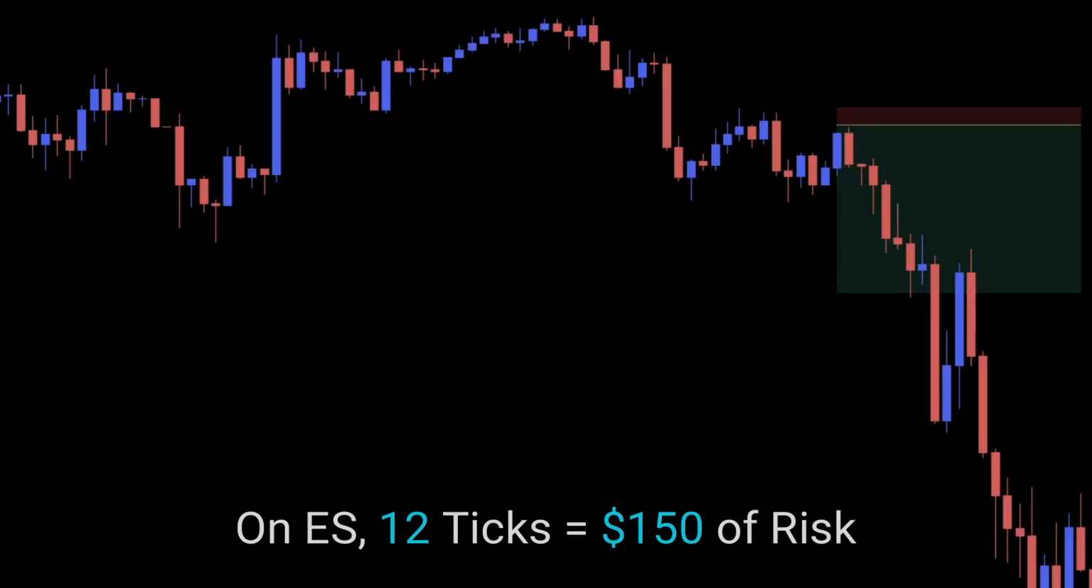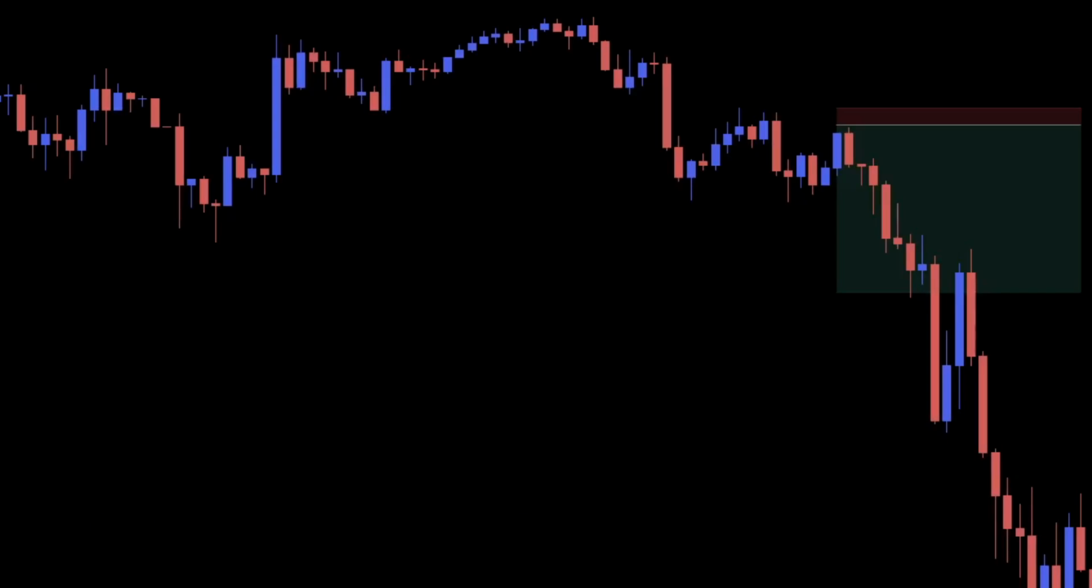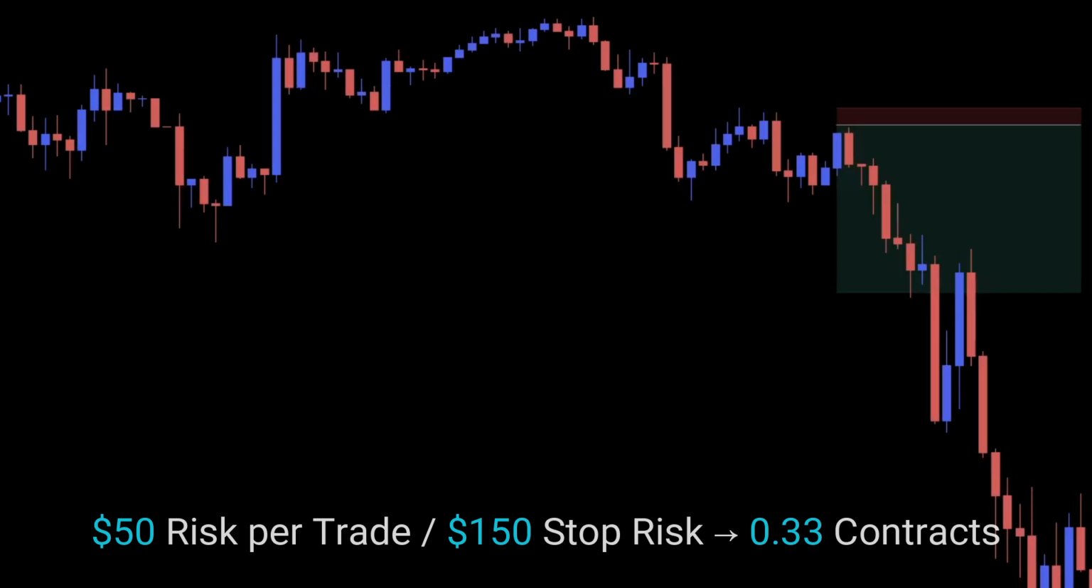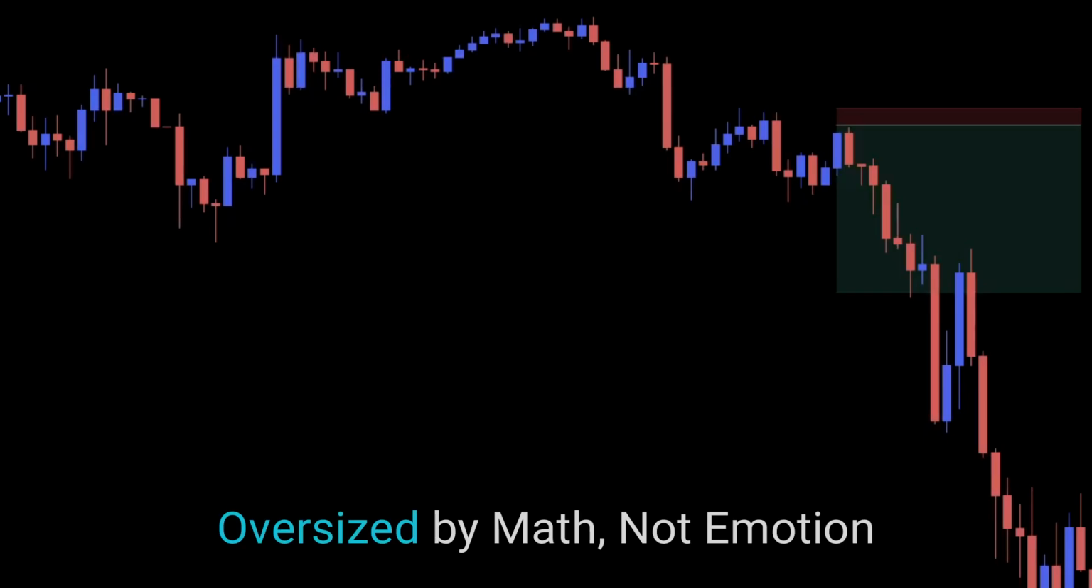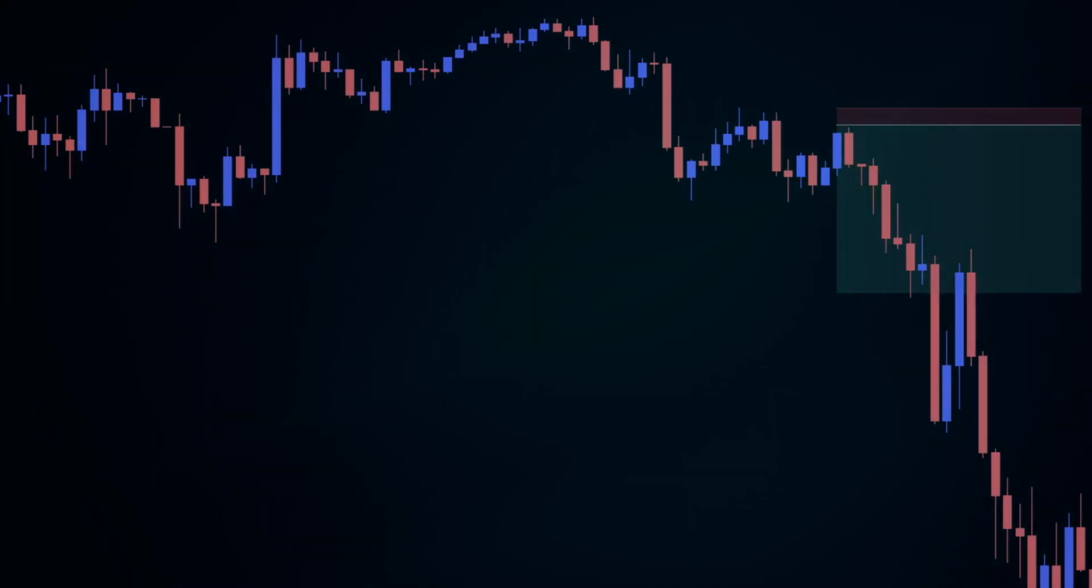On ES, those same 12 ticks equal $150 of risk per contract. $50 divided by $150 is 0.33, which means for this account size and this stop distance, ES is structurally incompatible with proper risk management. Quick check, think about the last ES trade. Did the maths actually fit your account, or did you just choose the contract because the chart looked the same? If your account is in this range and you've been trading ES, you've been oversized mathematically, not psychologically.